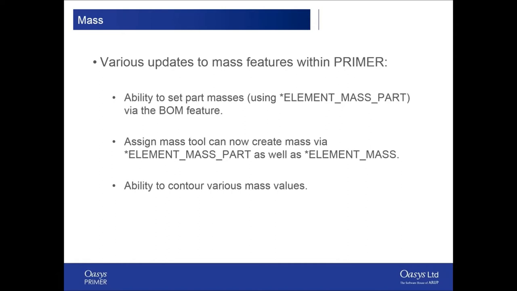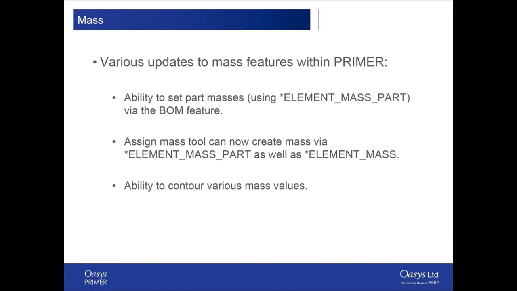So I'll talk a little bit about mass. So there's been various updates to mass features within Primer. We've added the ability to set part masses using star element mass part via the bill of materials feature. You can also do this via the assign mass tool as well. So assign mass tool is used to set mass properties for a particular group of parts. And previously that worked by using star element mass, so just the nodal masses. But now you can also do it via a star element mass part as well. And there's various new options for contouring these mass values.